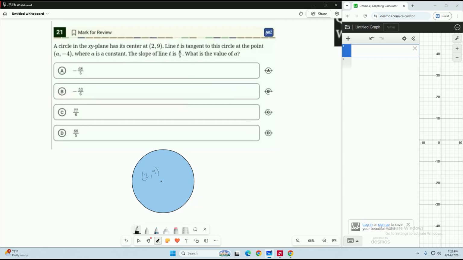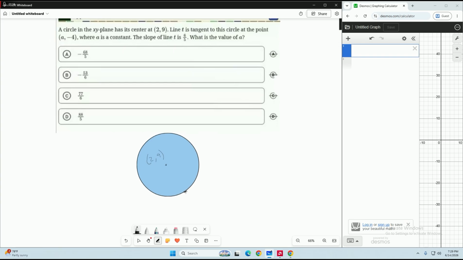Line T is tangent to the circle at the point (a, -4). What I notice here is that the y value is -4, so I'm going to have my point of tangency somewhere down here, which is the point (a, -4), where a is a constant. The slope of line T is 6/5. So we have a tangent line, something like this, and this is line T, and the slope of that line is 6/5. The question asks us for the value of a.